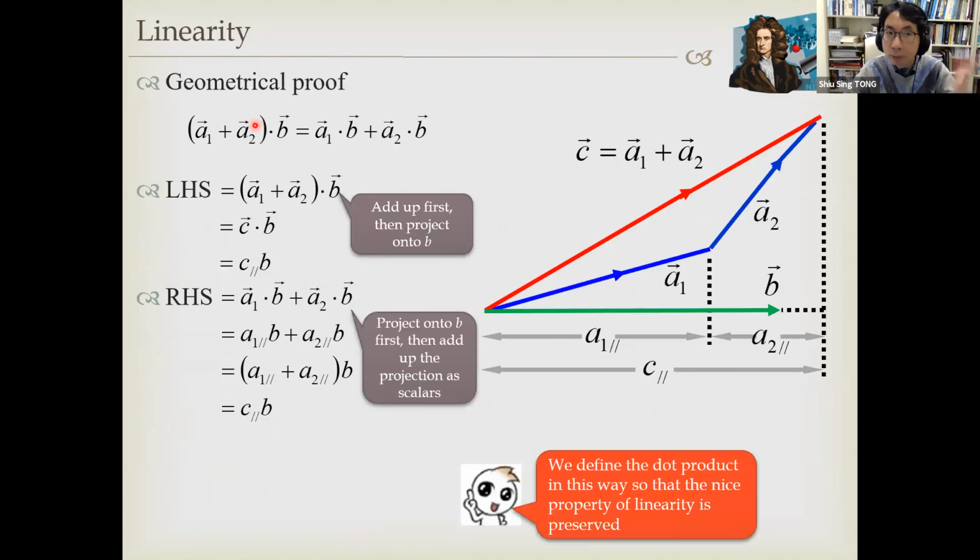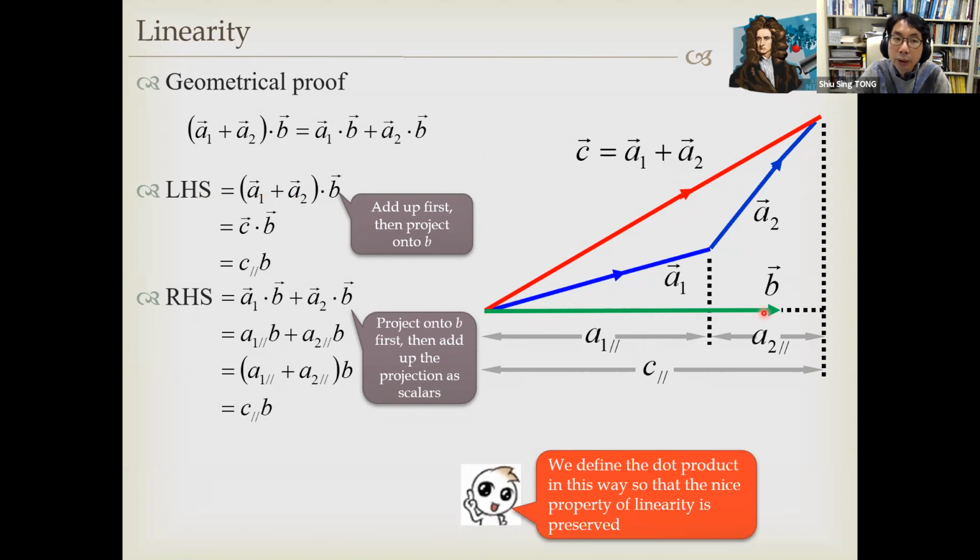Okay. Now, we just give you a geometrical proof. It is not rigorous, but I just want you to see what it means for A1 plus A2 dot B to equal A1 dot B plus A2 dot B. Now, A1 is here, the blue arrow. A2 is here, another blue arrow. The resultant, A1 plus A2, is a red arrow. What the left-hand side means is that I have A1 added to A2 first, which gives me the red arrow C. And I form a dot product of this red arrow C with the vector B, which is in this direction, I suppose.